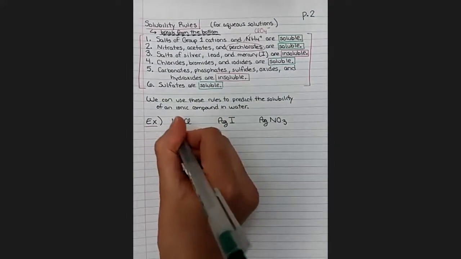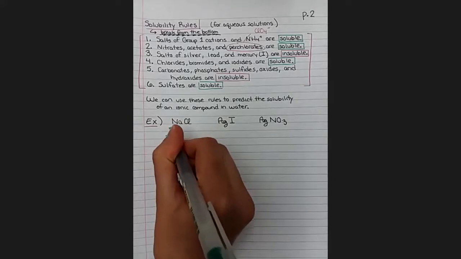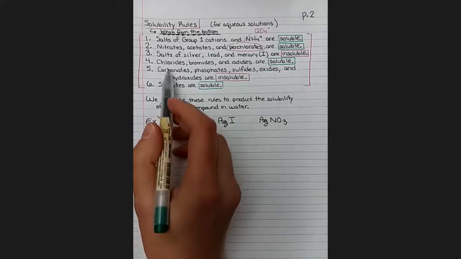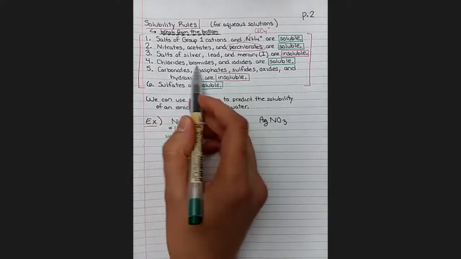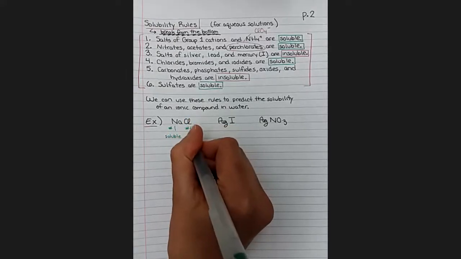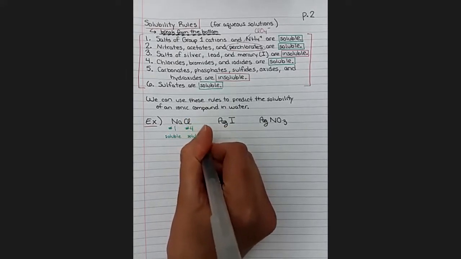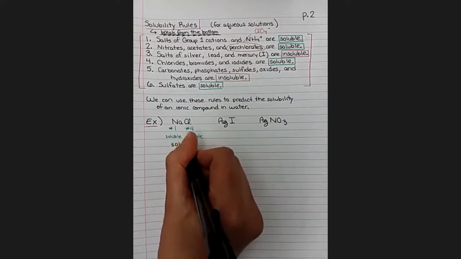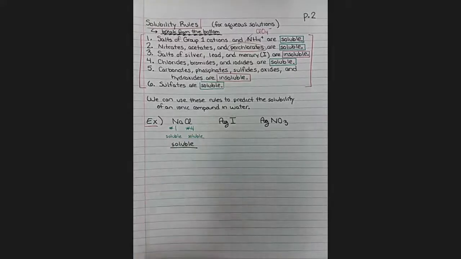So rule number 1 says that we predict sodium is soluble. For chloride, we see that in rule number 4. Chlorides, bromides, and iodides are soluble. So rule number 1 says soluble, rule number 4 says soluble, and they're in agreement. So this sodium chloride is going to be soluble. And that seems to line up with what we know from experience. We know we can dissolve lots and lots of salt in our water.